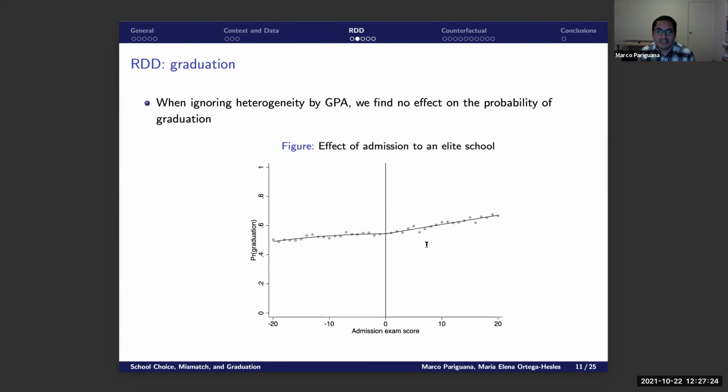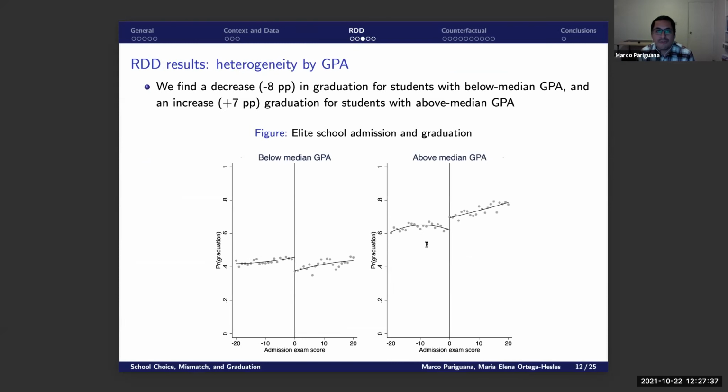Okay, so these are the results. Let's say we ignore heterogeneity by GPA, and we're going to find that there is no effect on the probability of graduation of being admitted to an elite school. Next, we're going to split the sample by above and below median GPA. What we find is that for students with below median GPA, there is a decrease in graduation, whereas for students with above median GPA, there is an increase in the graduation probability. And these two effects are roughly similar, close to 8 percentage points, so they cancel out, and that's why we don't see any effects when we pool all the students together.